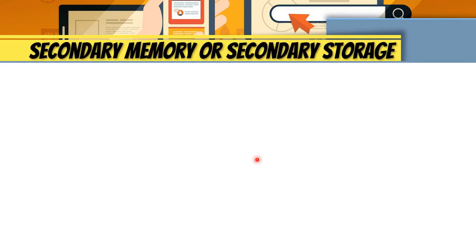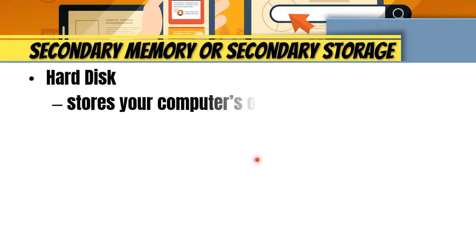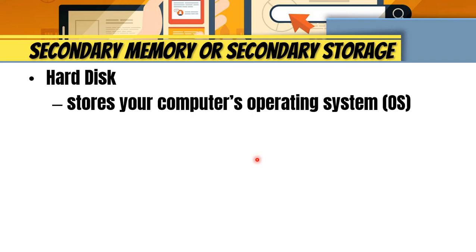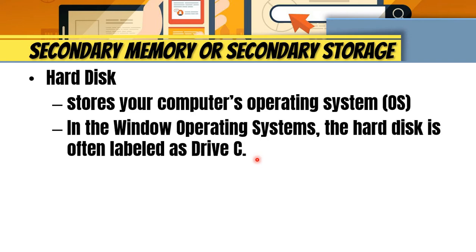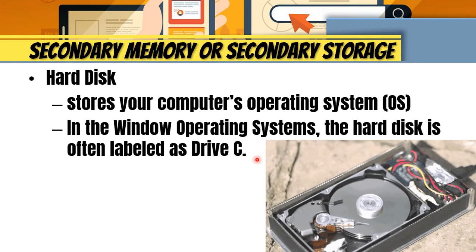So, for the first secondary memory is hard disk. Hard disk stores the computer's operating system or what we call the OS. In the Windows operating system, hard disk is labeled as drive C. So, ito na yung tinatawag nating local disk C sa ating computer. So, kung mapapansin, hard disk, dito naka-install lahat ng mga applications natin.